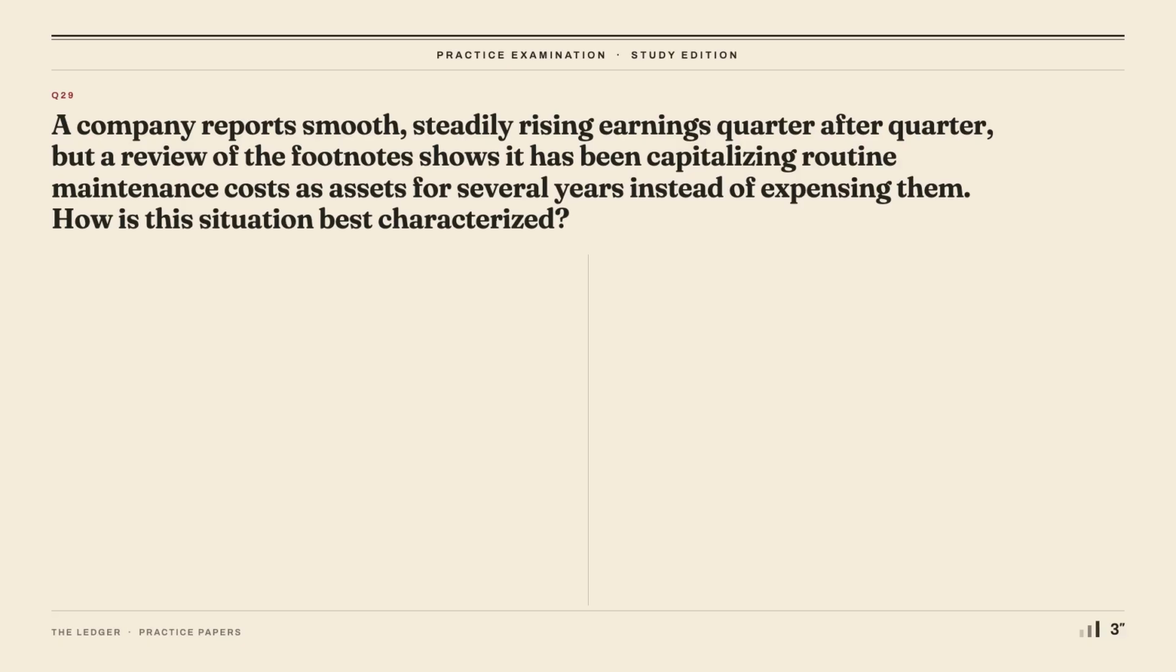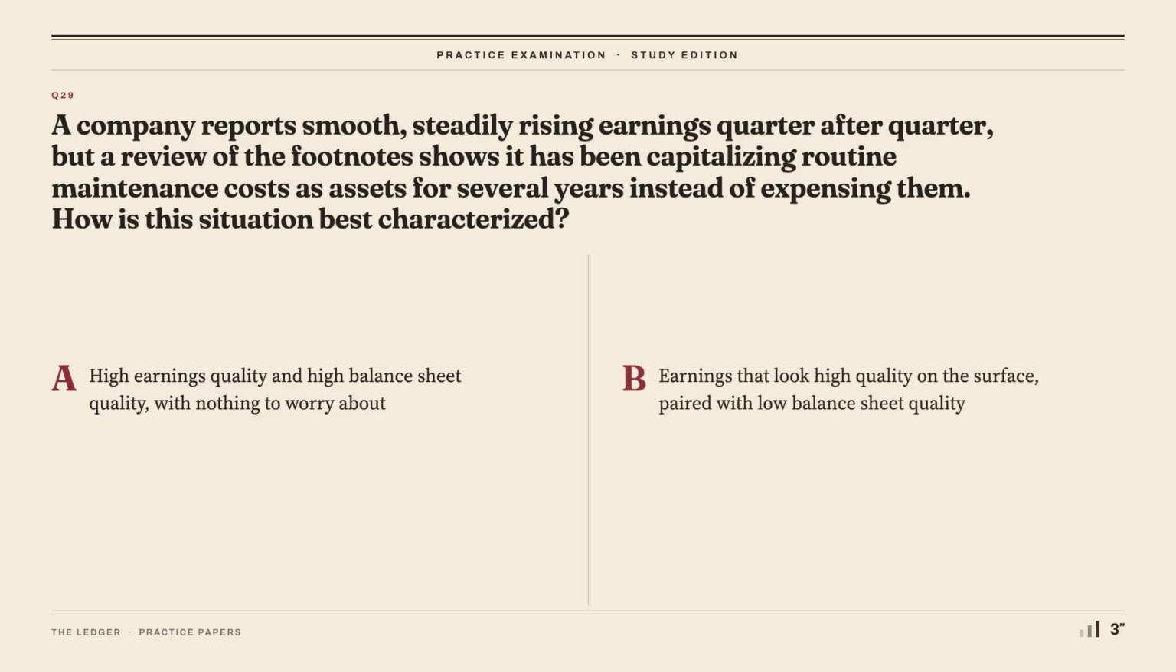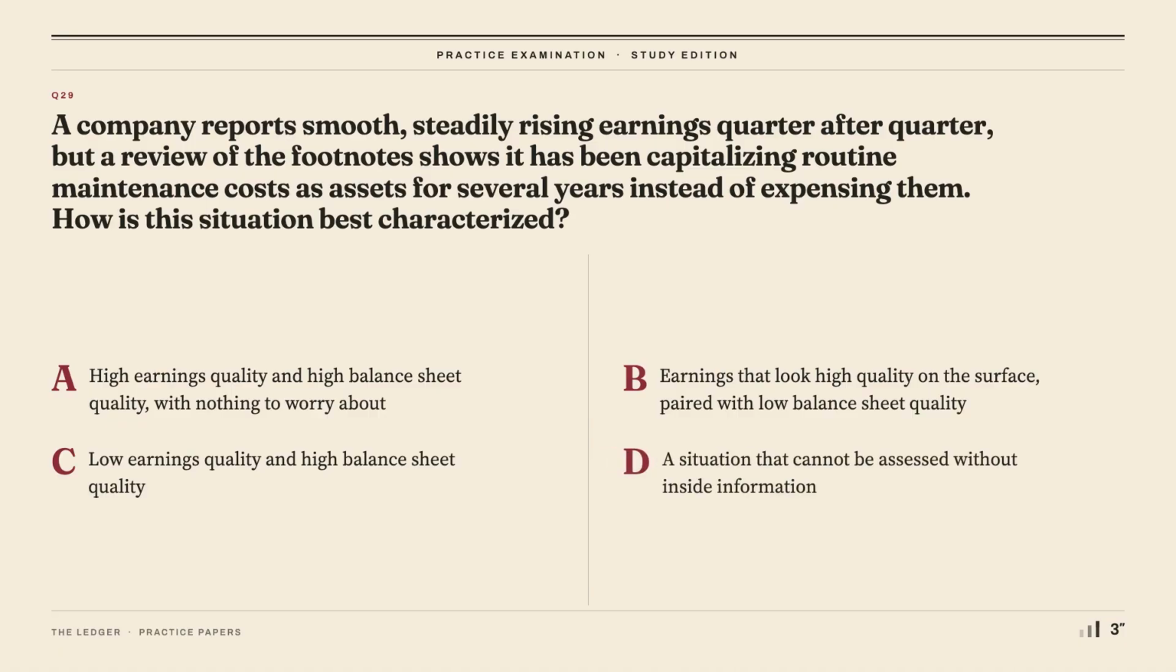Your options are A. High earnings quality and high balance sheet quality with nothing to worry about. B. Earnings that look high quality on the surface paired with low balance sheet quality. C. Low earnings quality and high balance sheet quality. D. A situation that cannot be assessed without inside information. Pick one. Trust your gut. Here's your chance to test yourself.